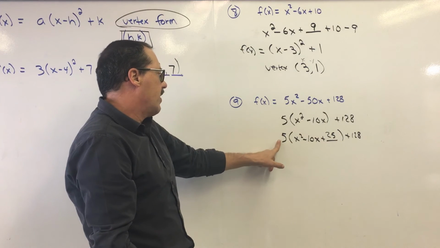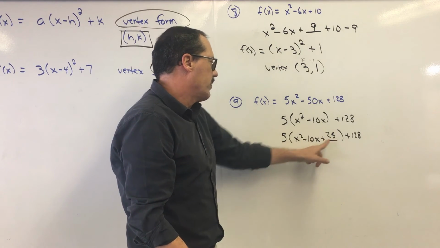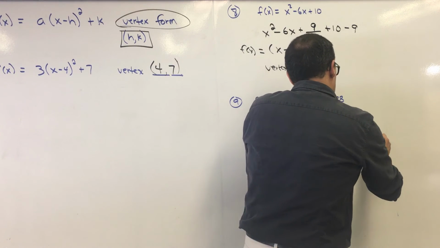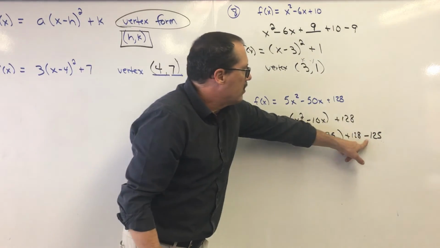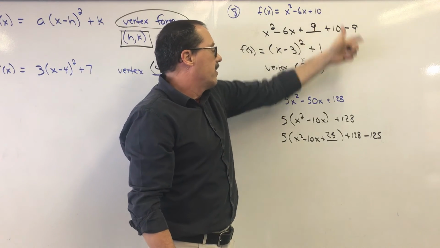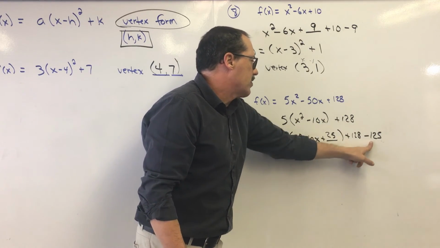But in fact, you have to add 5 times 25, because that's really what we're doing there. So 5 times 25 would be 125, so I've got to subtract 125. This is different than when you're doing an equation. When you do an equation, you would add 9 to both sides. But because of this expression, you're going to do the opposite and subtract.